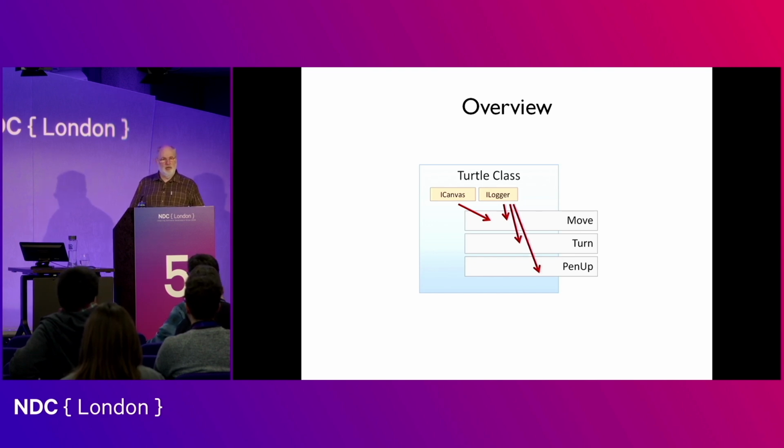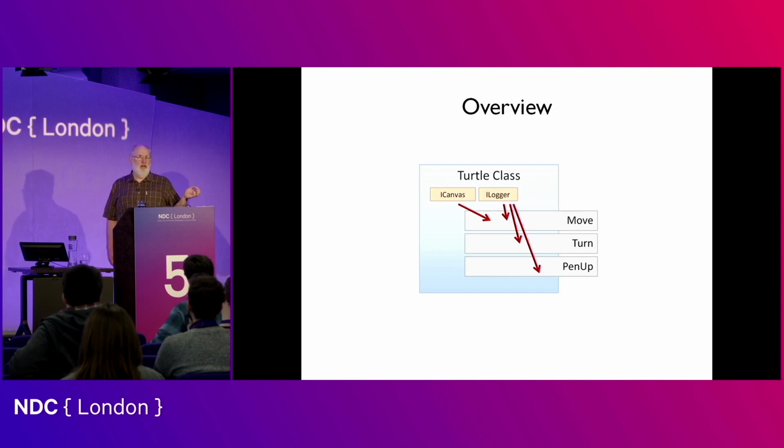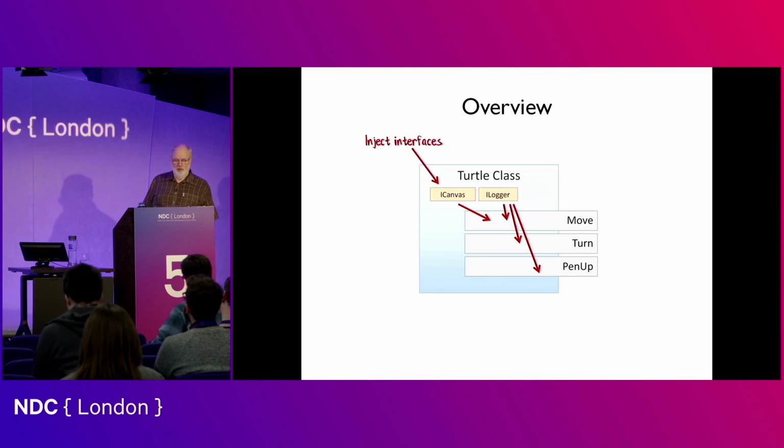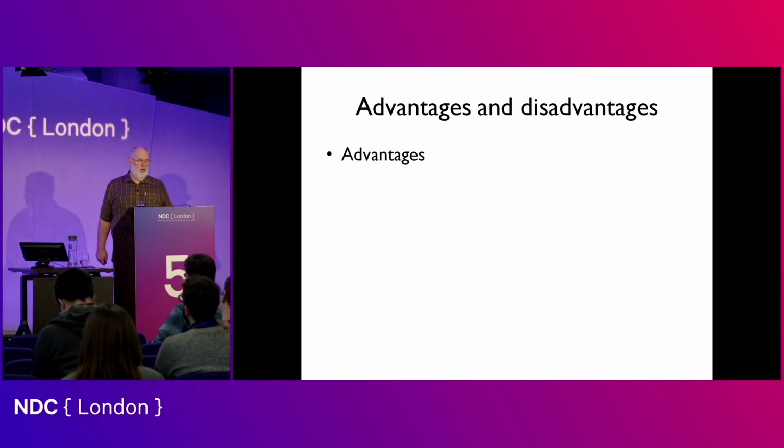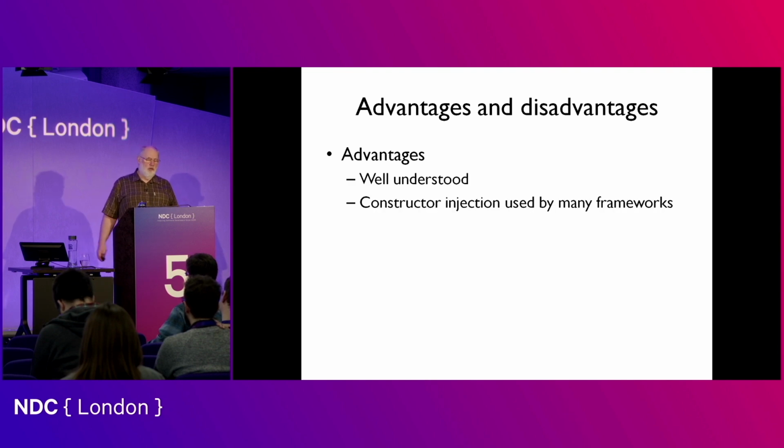Now, what's interesting is that the move function needs the canvas and the logger, but the turn function does not need the canvas, and the pen up does not need the canvas. So one of the problems is that you have this big interface and everyone has access to it, but maybe they shouldn't. And it's quite easy to have accidental coupling when the pen up starts using the canvas by mistake because there's a bug, right? So anyway, you've got interfaces. I'm sure everyone knows how this works.